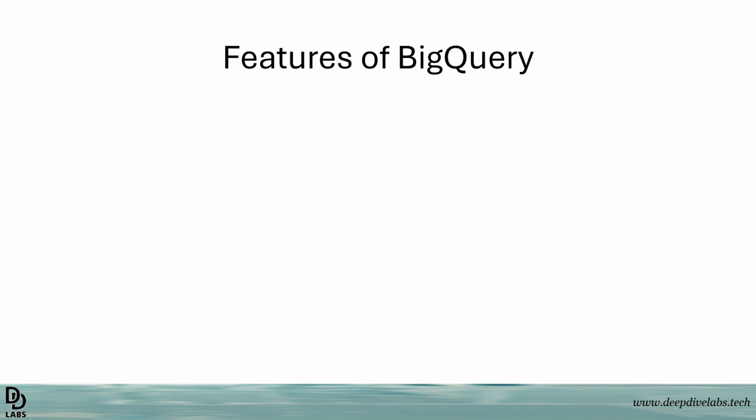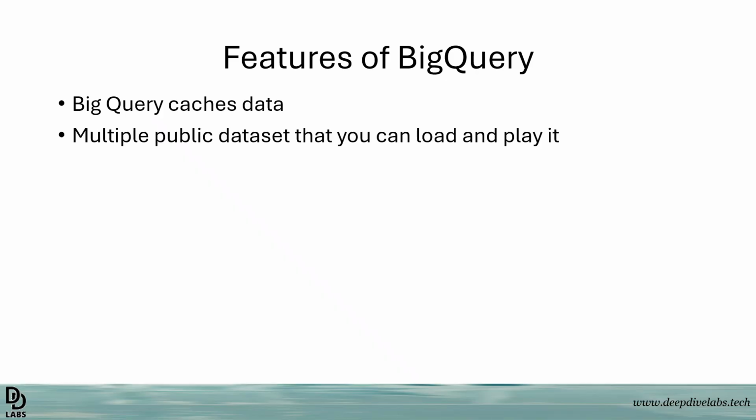Let's look at some of the features of the BigQuery data warehouse system. Firstly, BigQuery has the ability to cache the data that you get from the queries. So what happens when you cache is subsequent queries pull up faster, right? You can choose to not cache as well. That's a setting that's available, but caching greatly enhances the response time of a query. There are multiple public data sets which you can load and play with. That will be one of the activities that we'll be doing in this module as well.